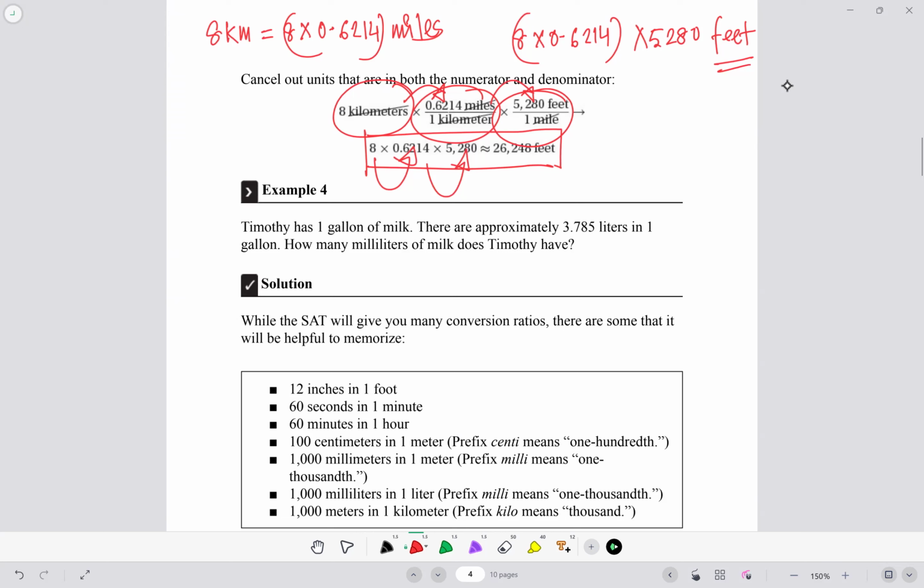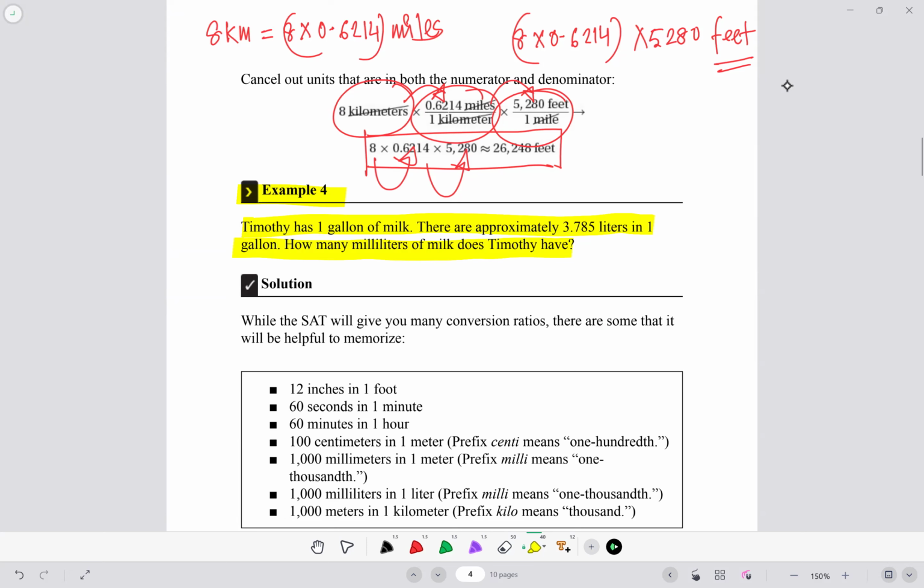Example number 4. Timothy has 1 gallon of milk. There are approximately 3.785 liters in 1 gallon. How many milliliters of milk does Timothy have?